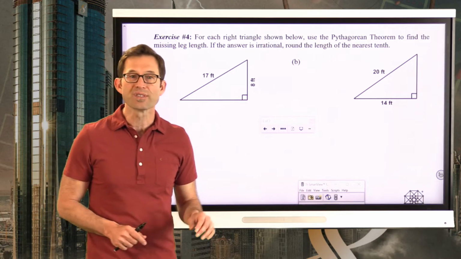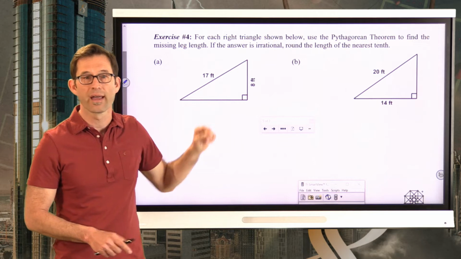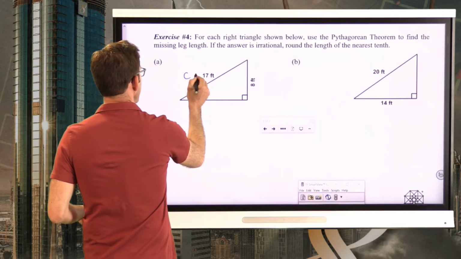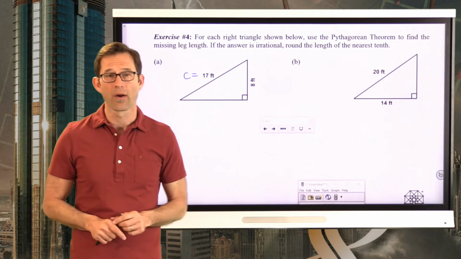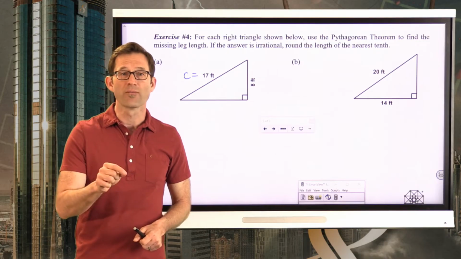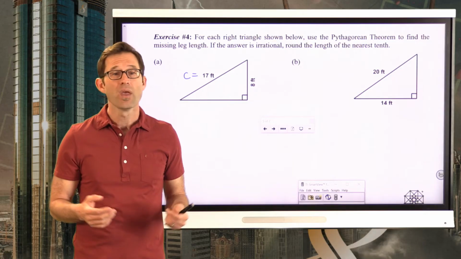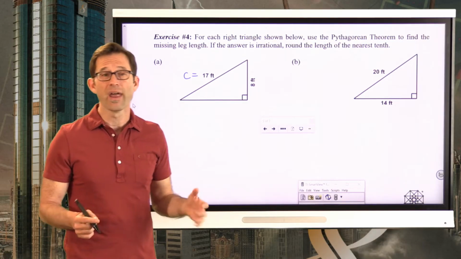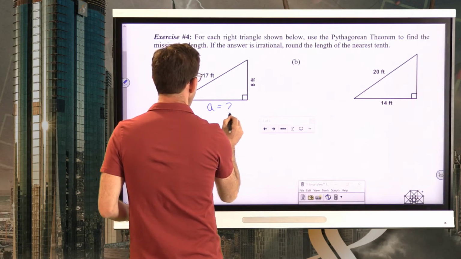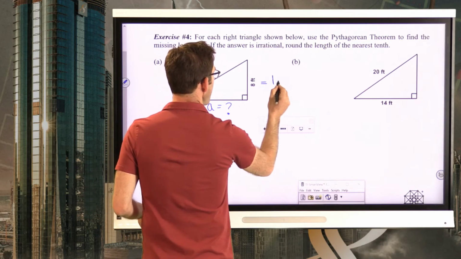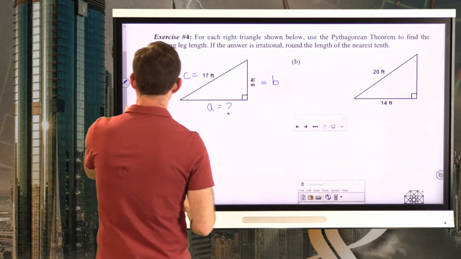All right, so notice in letter A, we know the hypotenuse this time. We know the side that's opposite the right angle, and that one we have to call C. Now, am I missing A or am I missing B? It just doesn't matter. Almost always, if I'm solving for a missing leg length, I'll just call that missing leg length A. Again, it doesn't really matter, but I call it A just because the A comes first. So I'm going to say A is the one I don't know, and I'll say that the 8 feet is equal to the B.